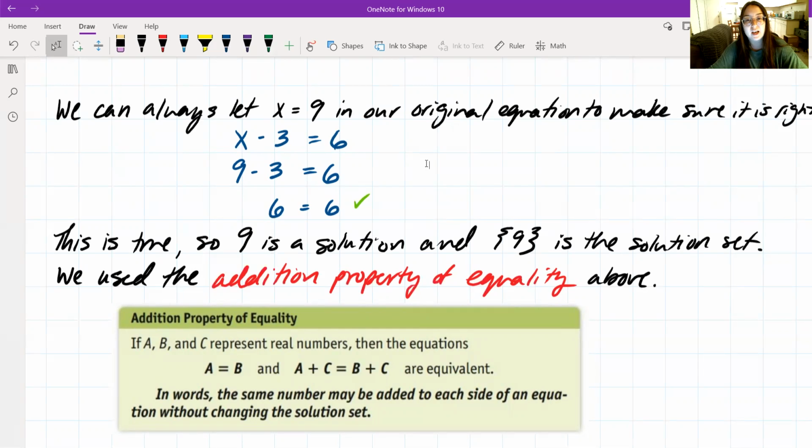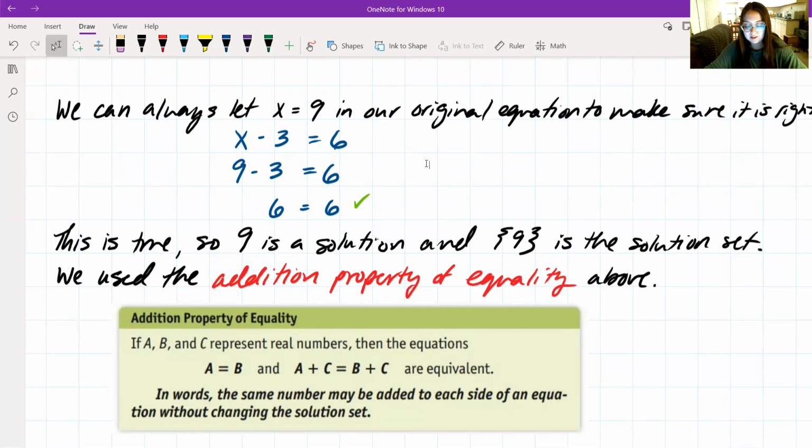So we just want to plug 9 in for x into our original equation, which was x minus 3 is equal to 6. In this case, we get 9 minus 3 is equal to 6, and 9 minus 3 is 6. We end up with 6 equals 6, and we say that it is correct. So our solution set is just 9 in curly braces.